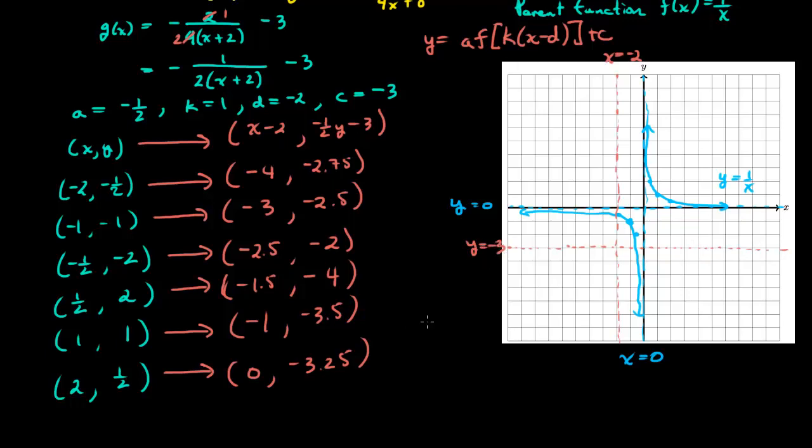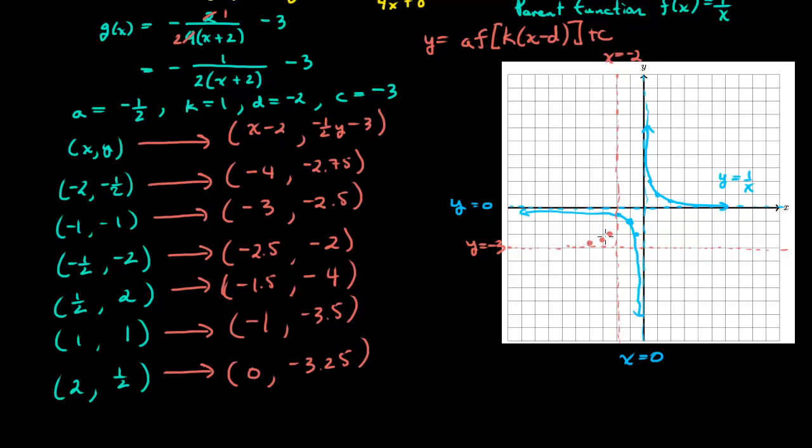Okay, so now I have to figure out where these points are on the graph. So I've got a point at -4, -2.75. So -4 is, let's see here, -1, -2, -3, -4, and -2.75 would be right here. So I've got a point on my graph that's there. I have another point at -3, -2.5, which is here. And I have another point at -2.5, -2, which is right here.